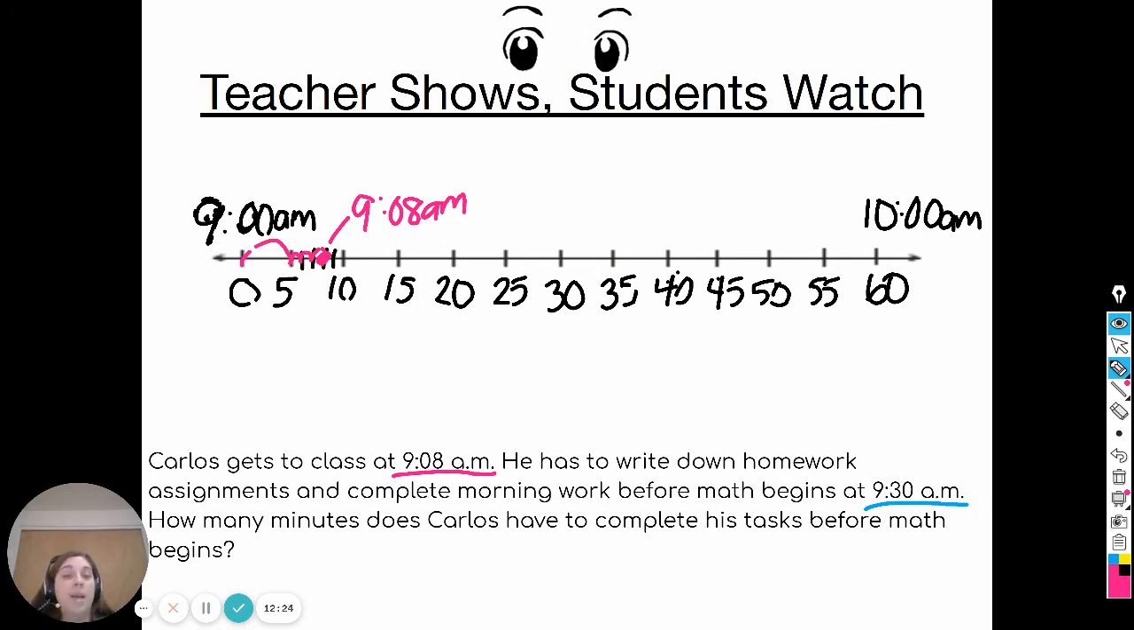Okay, now math begins at 9:30, so let's find 9:30. 5, 10, 15, 20, 25, 30. So that's right here exactly on the dot, which should be pretty obvious because when we skip counted by 5s, we can see that we got to 30 right there. So I'm going to label that 9:30 a.m.